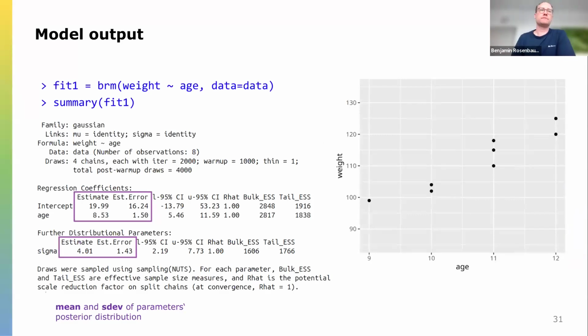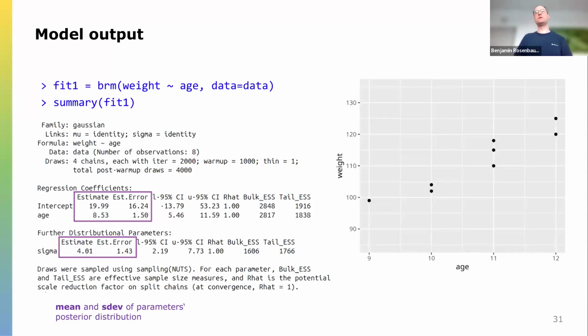So I fit the model and I look at the summary. Then I get some estimates for the mean of the posterior distribution for the intercept, and also the mean of the posterior distribution of the slope in age. And the third parameter is down here. That's the mean estimate for sigma. And they are also associated with some standard error. So this is the standard deviation of the posterior for each single parameter.